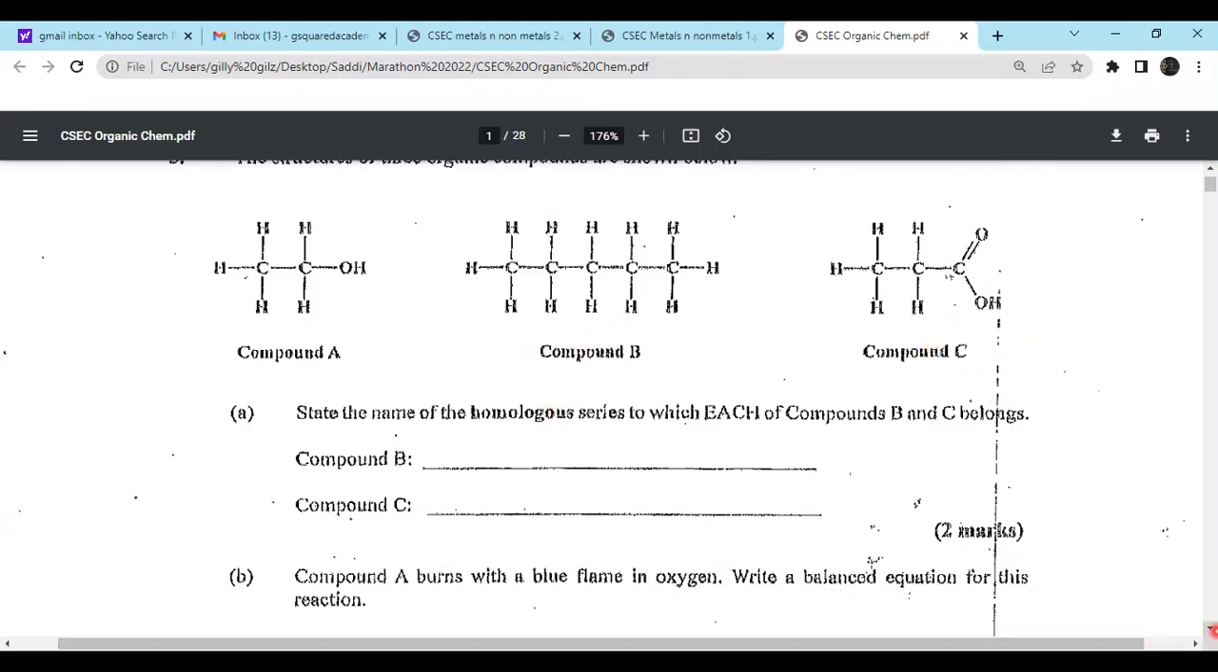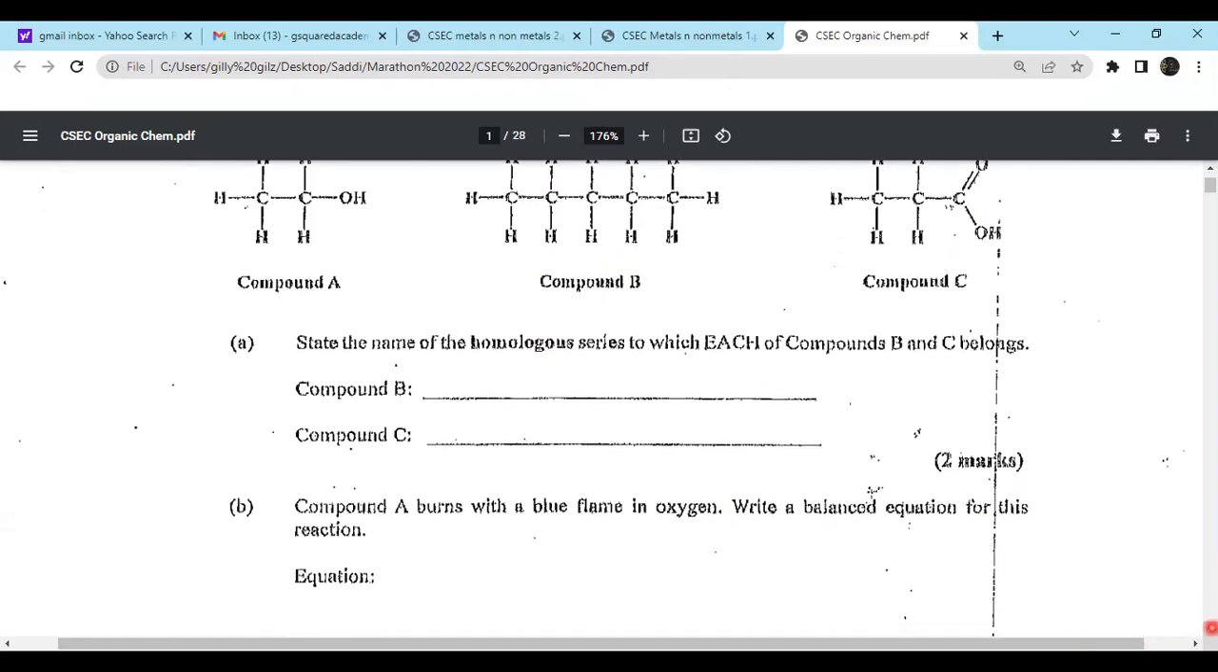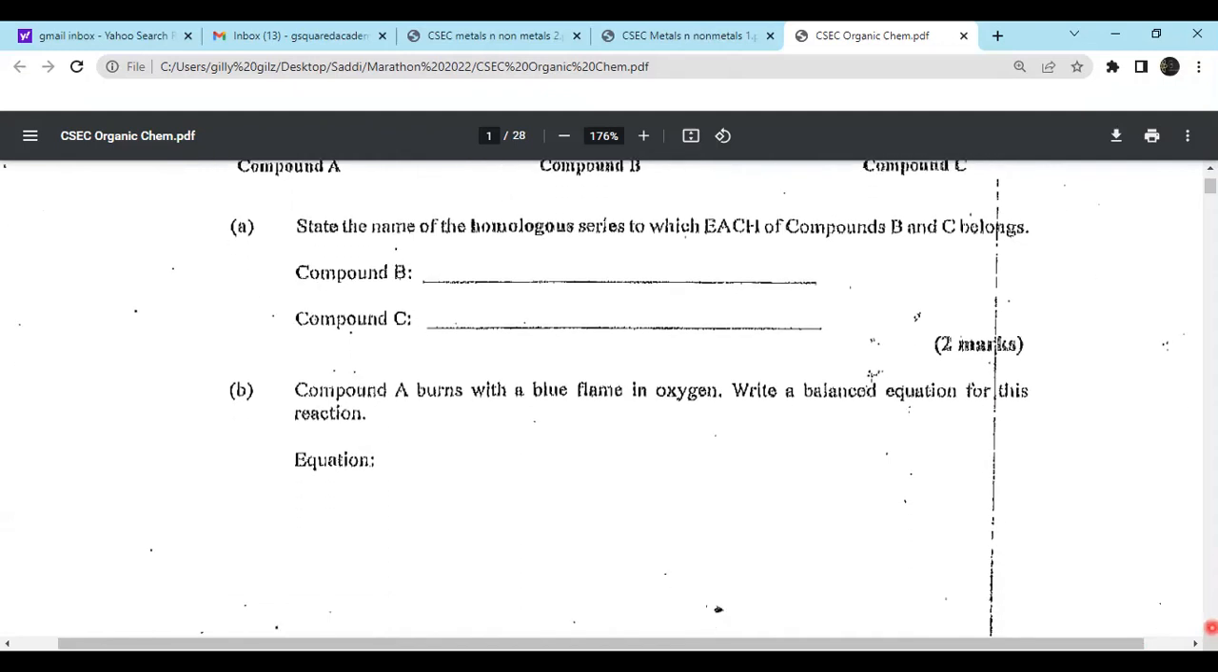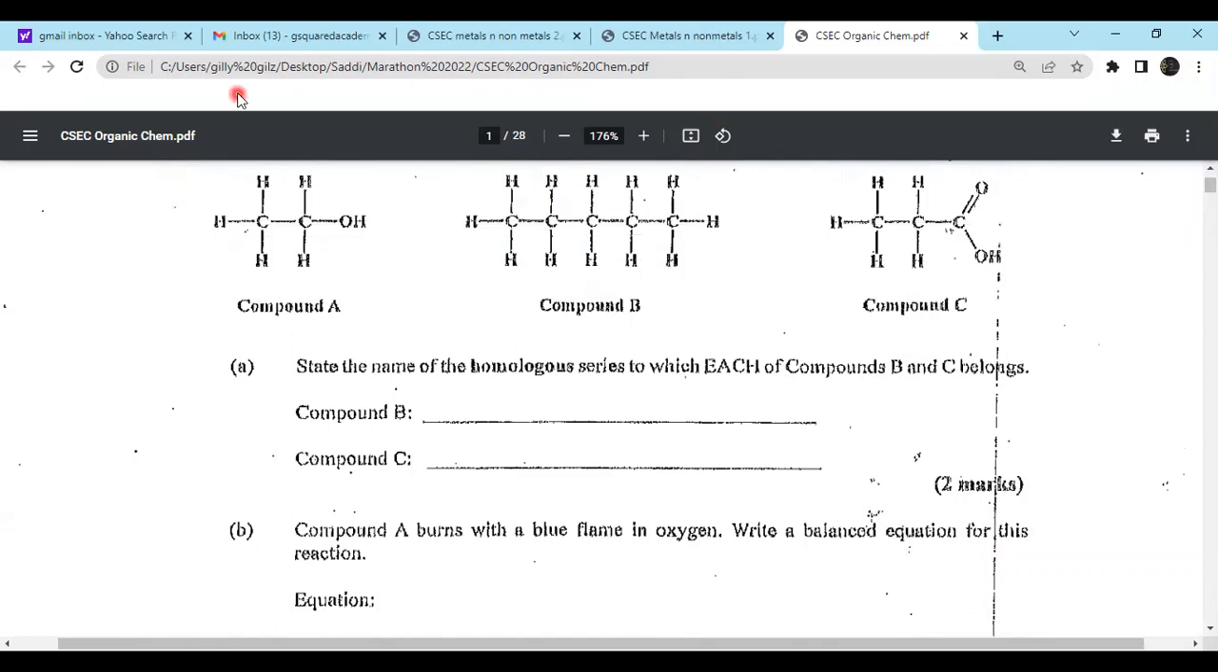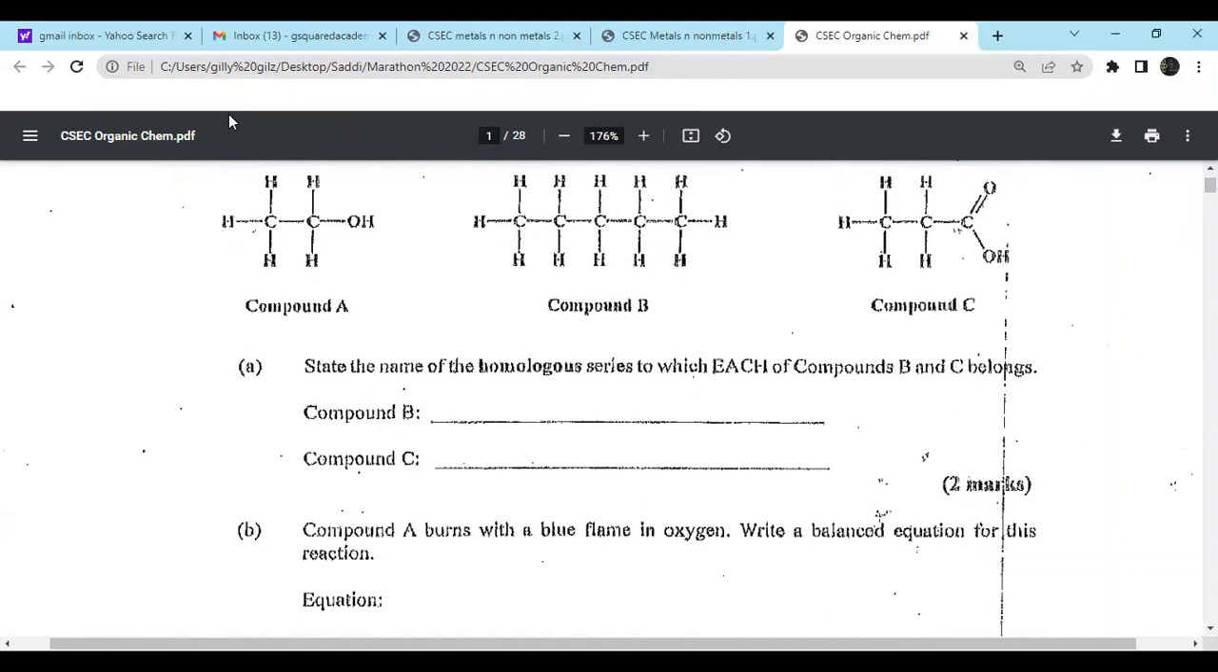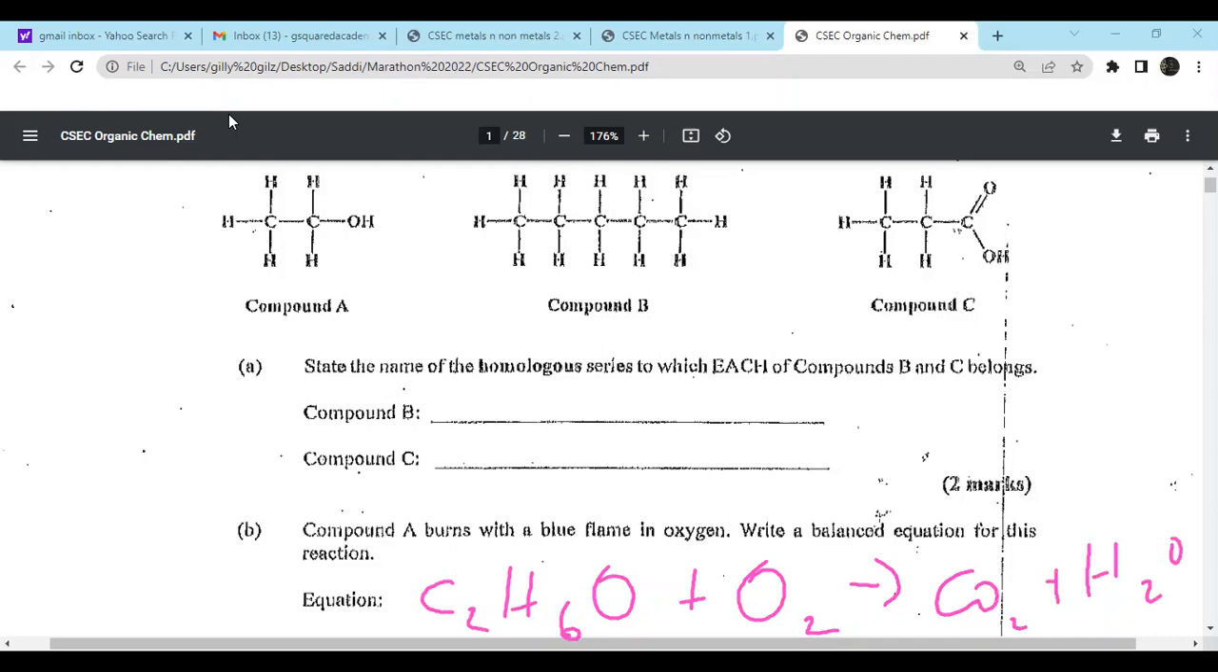Good, we press on. It says here, compound A burns with a blue flame in oxygen. Write a balanced equation for this reaction. So compound A burns with a blue flame and they want you to write an equation, and you need to balance it. Compound A is C2. How many hydrogens are there? 6. C2H6O, right? And it burns with oxygen. So it reacts with oxygen to give you carbon dioxide and water. This is a combustion reaction, right?